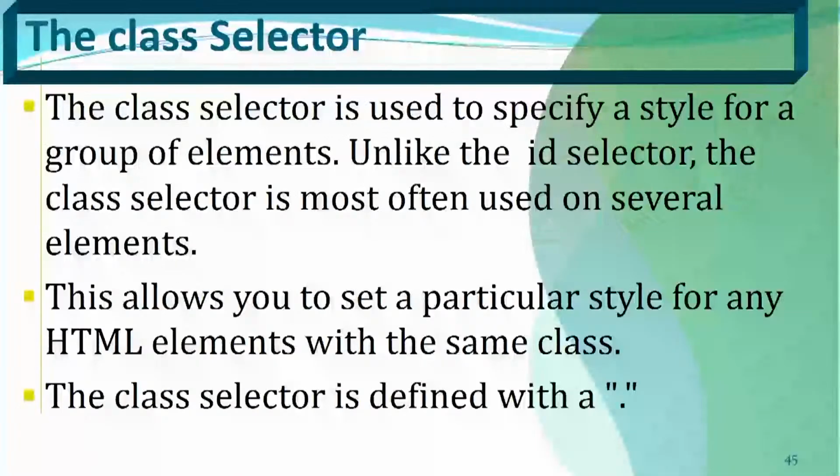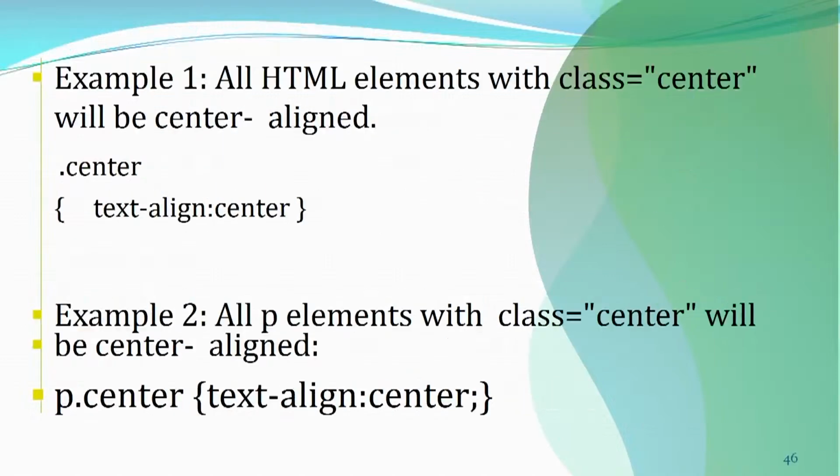Now we will come to class selectors. Here what we did, we used to refer to a single tag in the document. If I want to apply styling to a group of elements, we will refer to class selectors. So class selector is used to specify a style for a group of elements. Unlike the ID selector, the class selector is most often used on several elements. So it is defined with a dot.